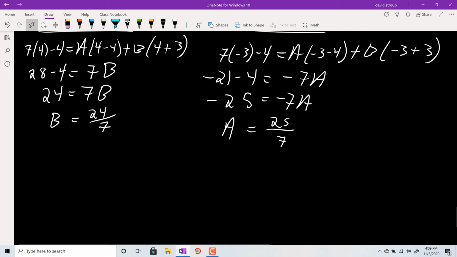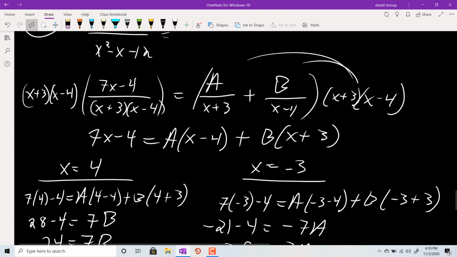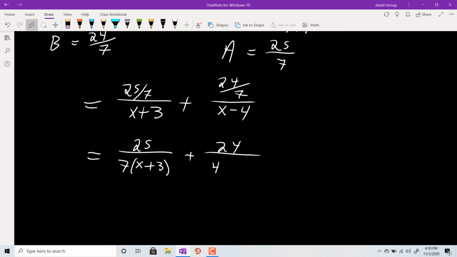Okay. Then write out your partial fraction decomposition. So it would be 25 sevenths all over, what was a's? X plus 3, right? Okay, x plus 3. And then plus the 24 sevenths all over whatever the b's denominator was, x minus 4. So usually on a test I'd let you write it like that, but I think software wants this answer. So I'll just include that for completeness, as they say. Okay, and that would be the answer you would type in, I guess.